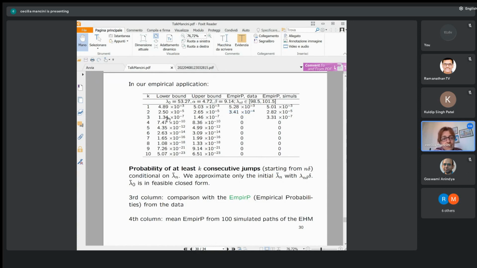Okay, from k equal 3 on, we have this column with zeros, because this is due to our relatively narrow data set. So in order to produce numbers different from 0, we would need a much larger data set.